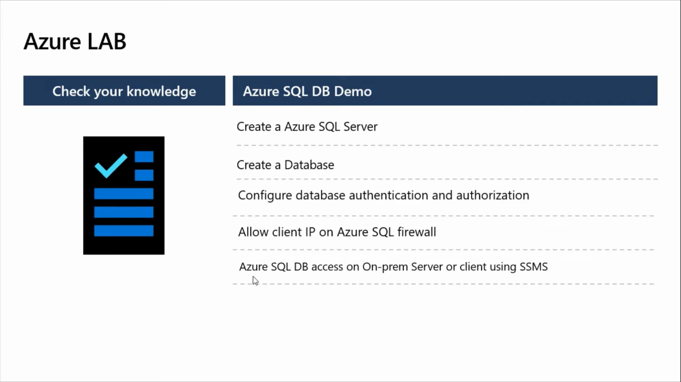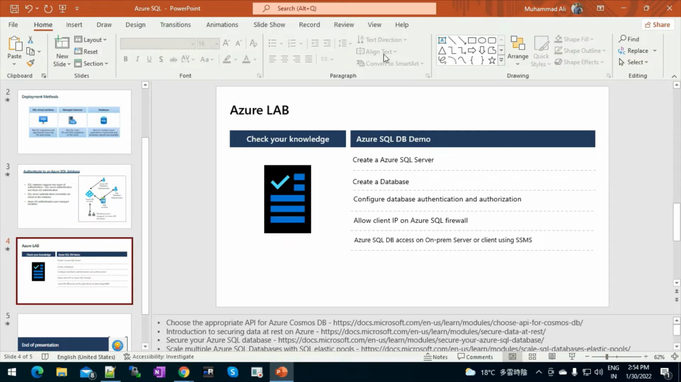Okay, let's have a quick demo of Azure SQL database. In this lab, we learn how to create an Azure SQL server, create a database, configure the database authentication, and allow client IP access through the Azure SQL firewall. Then we will connect to our Azure SQL database from our on-prem server or client using the SSMS application. Okay, let's go to the Azure portal.